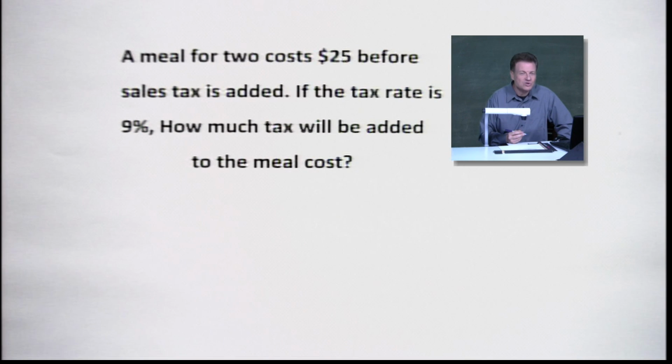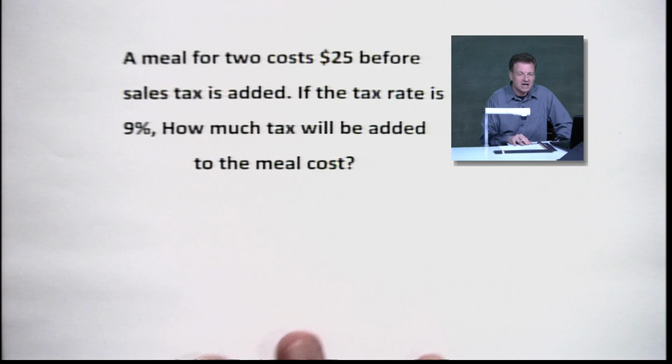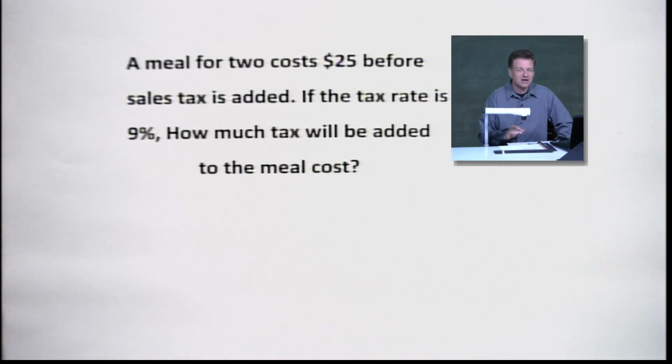It says a meal for 2 costs $25 before sales tax is added. If your sales tax is at 9%, how much tax will be added to the meal cost, all right? Let's see if we can figure that out. So first of all, it says a meal for 2. That just tells us 2 people ate for $25 there. So don't get excited, folks. We're not going to multiply 2 times 25. It's already the cost. And that's before sales tax, all right? If the tax rate is 9%, how much tax will be added to the meal?